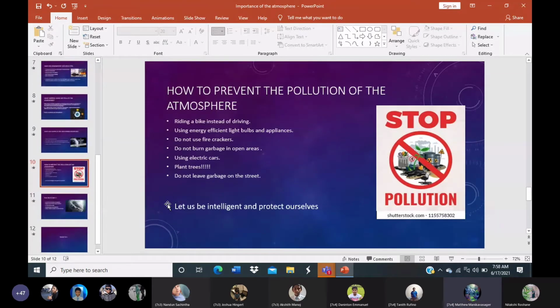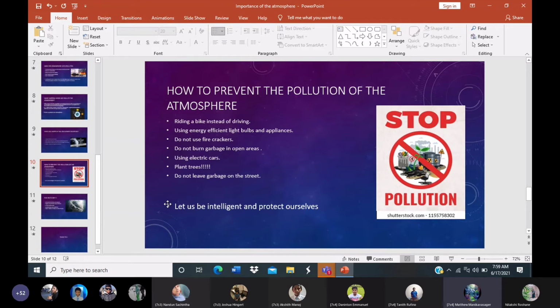Now, how to prevent the pollution of the atmosphere? Ride a bike instead of driving. Let's say that we have to go about 2 kilometers. We could ride a bike. It's good for our health and we are protecting the atmosphere as well. Using energy efficient light bulbs and appliances. Do not use firecrackers. We can use firecrackers, but I mentioned that because all the smoke that comes from the firecrackers is really harmful for the environment and our atmosphere. So we shouldn't use them frequently.